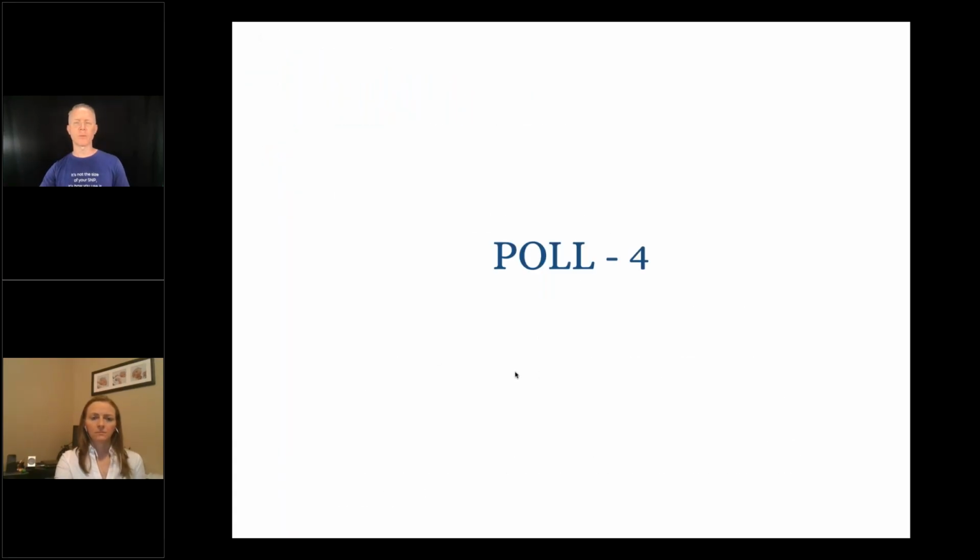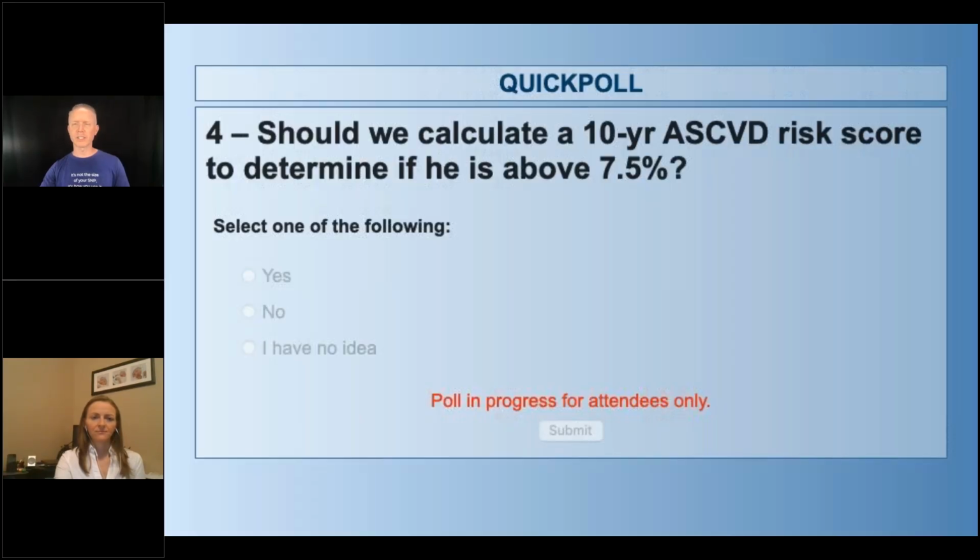So what's our plan? Well, let's talk about HIV patients here for a quick second. All right, so should we calculate a 10-year risk score to determine if he is above 7.5%? So 1, are we in primary? And based on his age.